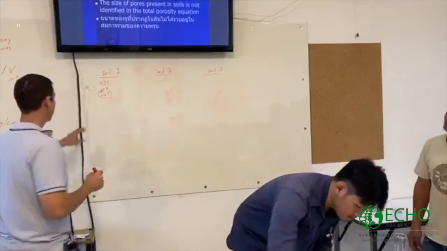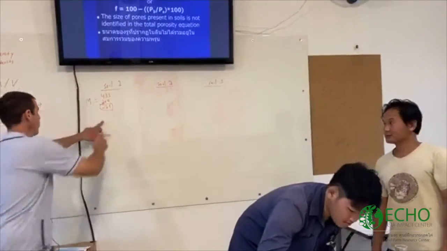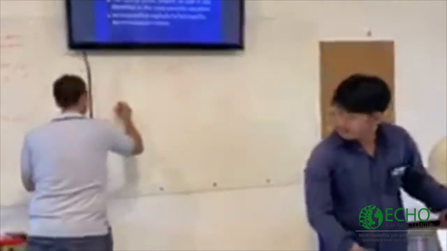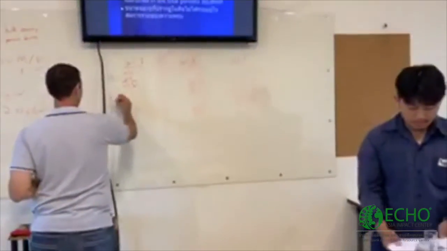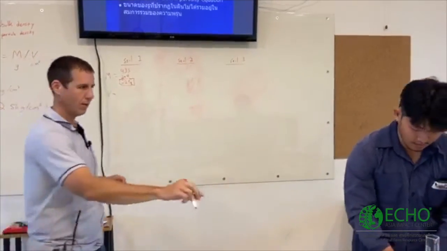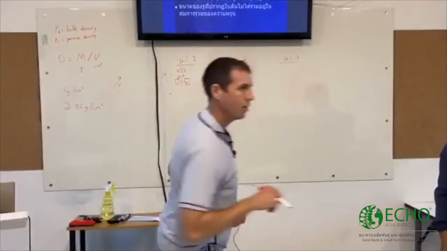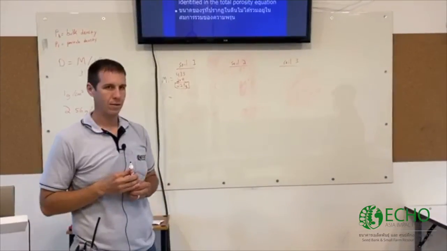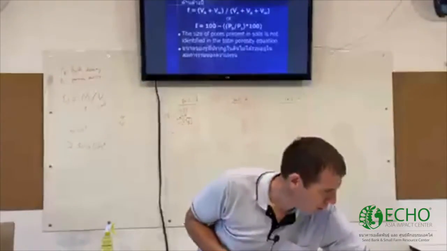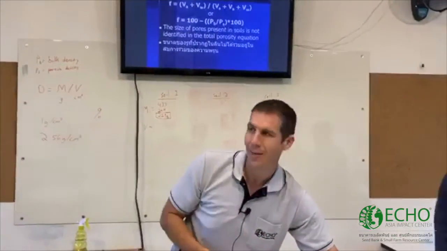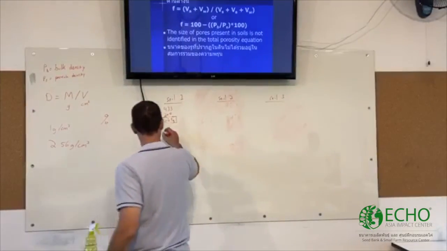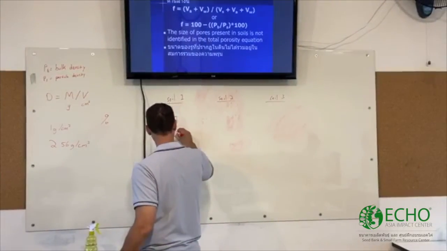So our mass is 229 grams, right? What's our volume? So we have 200 milliliters, which is the same as 200 cubic centimeters, right?